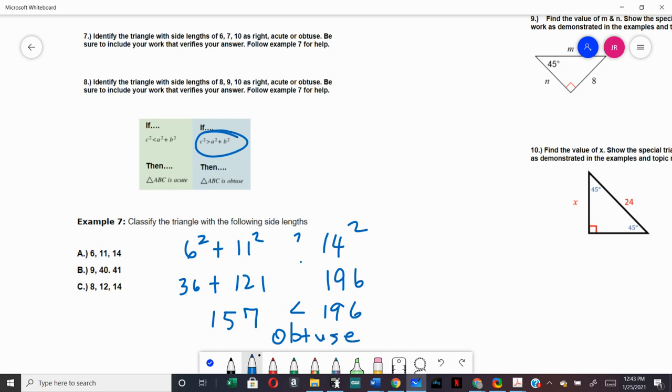So that's how you're going to work those out. And you can check all those as well. I'm only going to do one example because it's basically the same thing. So just substitute in and then see which one of these two rules apply.